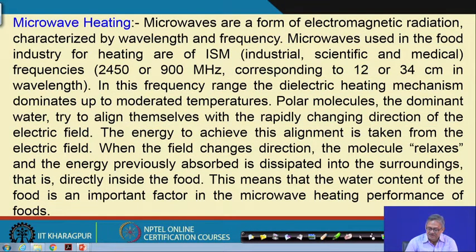So, that is why any dried product where moisture is not there, you cannot heat through microwave, because that water acts as the heating medium, right. So, the polarity of the water makes the heating. Unless you have moisture, you cannot heat. So, this is something which has to be kept in mind.